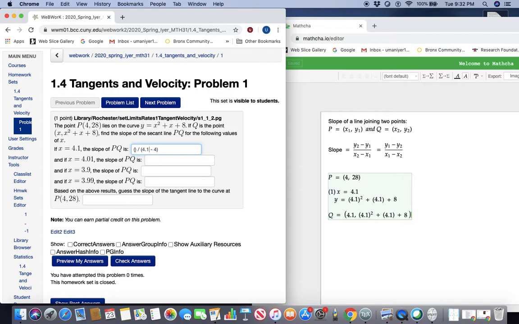All right. Now worry about the numerator. The numerator is y2. That is all of this minus 4. So all of this, let me write it down, make a whole bunch of space for the numerator. I will say 4.1 power 2 plus 4.1 plus 8. That is my second y coordinate minus 28.